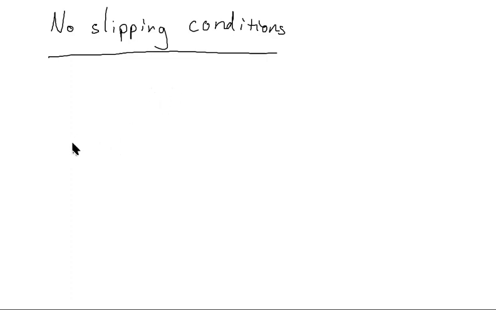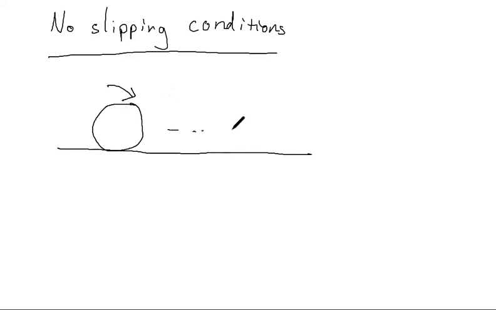So there are various types of situations where we have objects that rotate. You might have a circle that rotates and moves forward. There's a center there. Center of mass is in the middle, let's say.